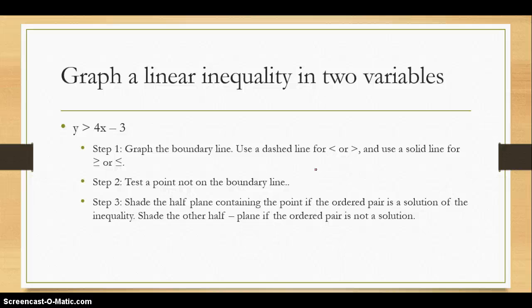Test a point not on the boundary line. So when we draw this boundary line, we're going to test a point. And then we're going to shade the half of the plane containing that point if the ordered pair is a solution of the inequality, or shade the other half of the plane if the ordered pair is not a solution. So it'll make more sense once we do a problem.